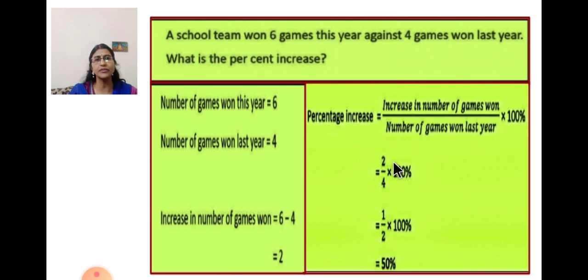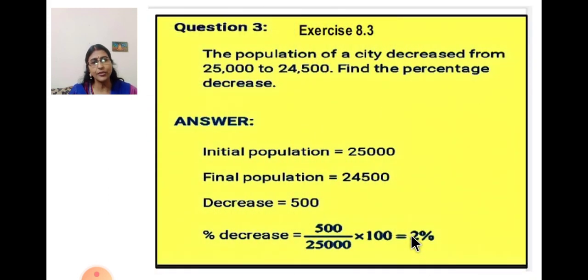And then you will reduce it. 2 ones are 2, 2 twos are 4. So here you can see 1 upon 2 is written into 100. And then this 2 again you reduce, you will get 50. So 50%. So percent increase is 50%. That means there is an improvement in their performance. Now based on this, we'll do one exercise question.